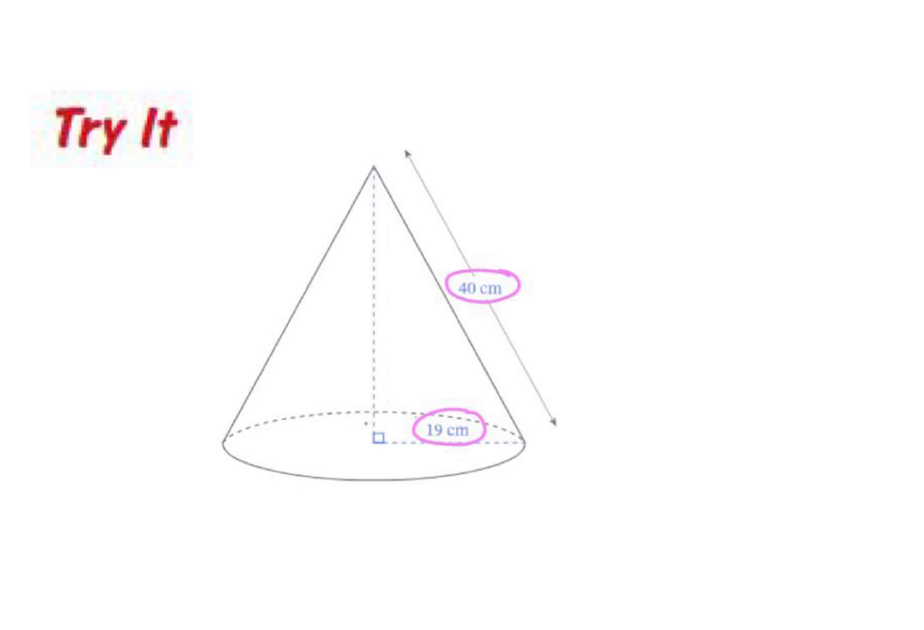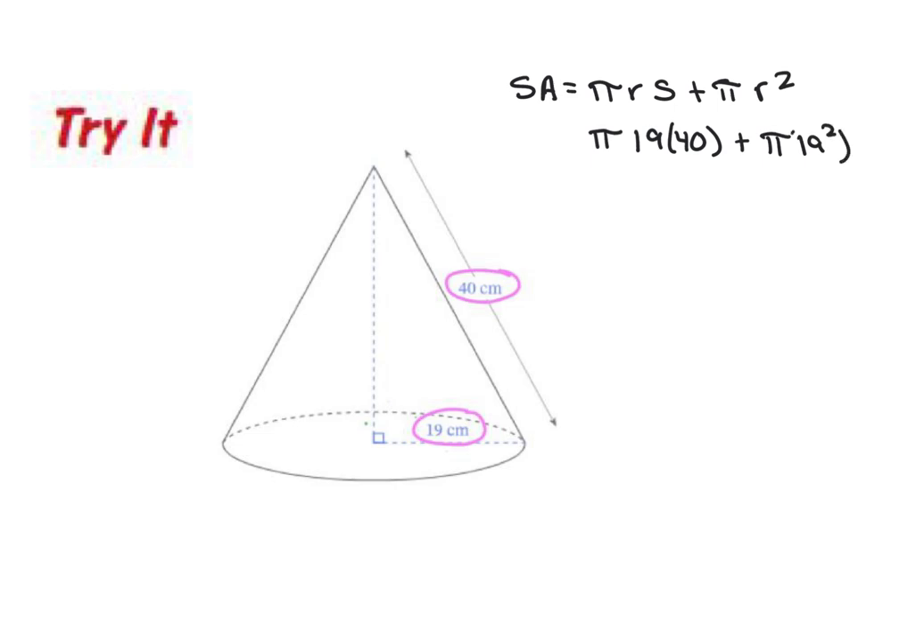Here's one more try it for you. The numbers are a little bit bigger, so it's going to be a little bit harder in that sense, but remember you still start with surface area equals pi times radius times slant height plus pi r squared. So for this one, we are pi times 19 times 40 plus pi times 19 squared.